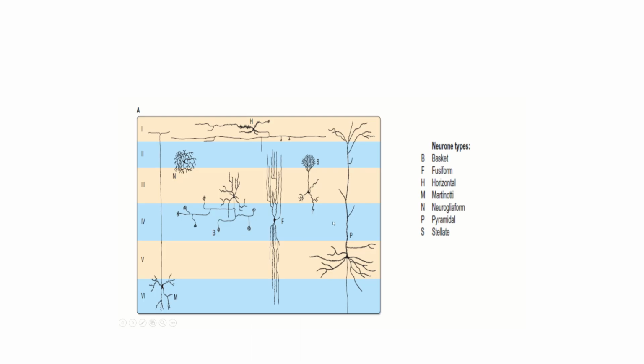You can see here horizontal cells of Cajal in first layer. You can see the stellate cells in second layer, and you can see here fusiform cells which are also the modified stellate cells. You can see here this is the pyramidal cell, this is also a pyramidal cell in third and fifth layers, and you can see this is the cells of Martinotti in the sixth layer.